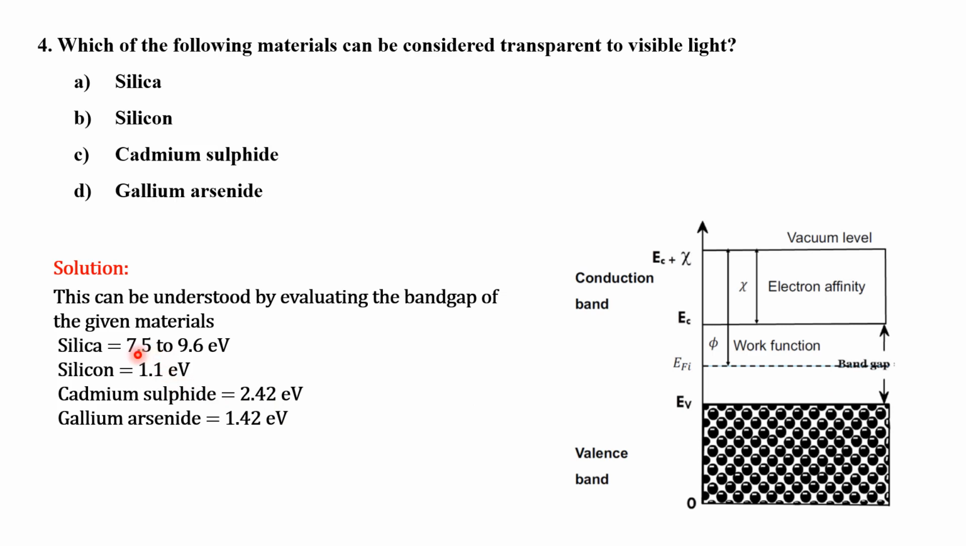So when you see here, silicon is 1.1, cadmium sulfide is 2.42, gallium arsenide is 1.42, and silica here is 7.5 to 9.6, much higher than all these three, right? Now we have to use an equation and find the relationship between energy band gap and wavelength.